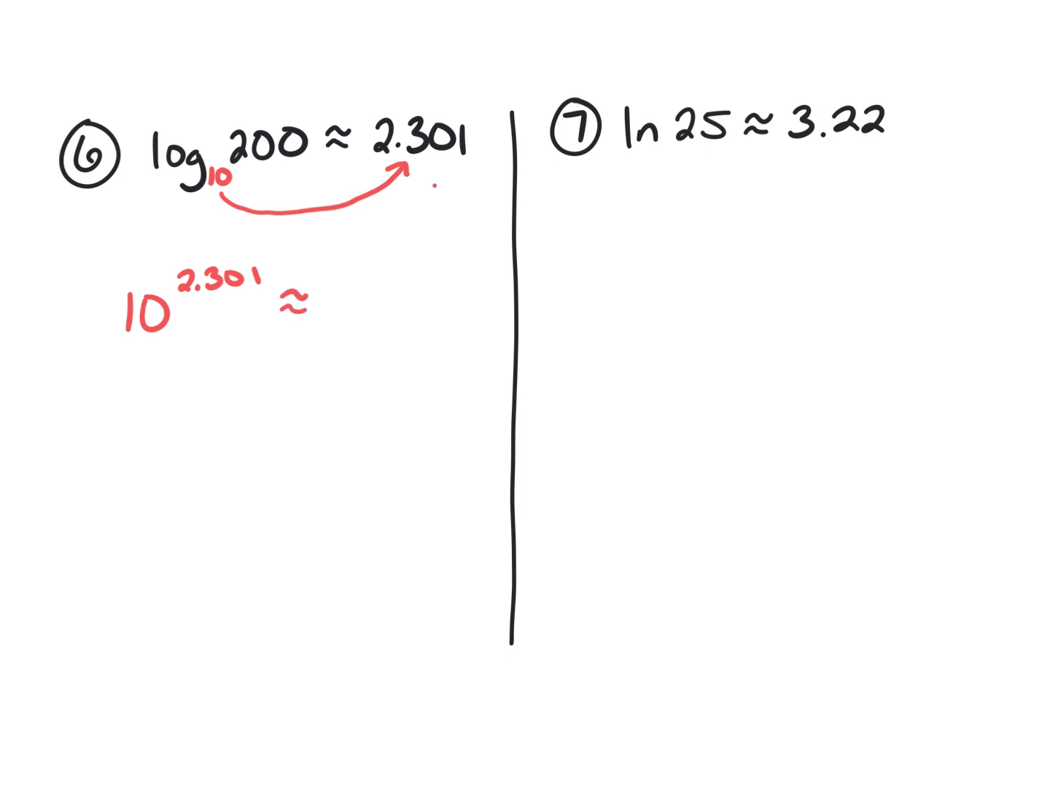2.301 is equivalent to 200. Okay, use that circle method to help you. That tells you the order that you're going to put them in. Okay, so you go from base to the exponent to what it equals. All right, number 7, common log or natural log?